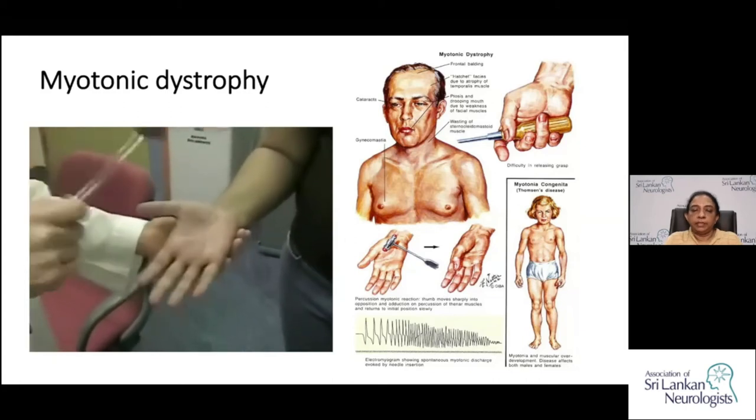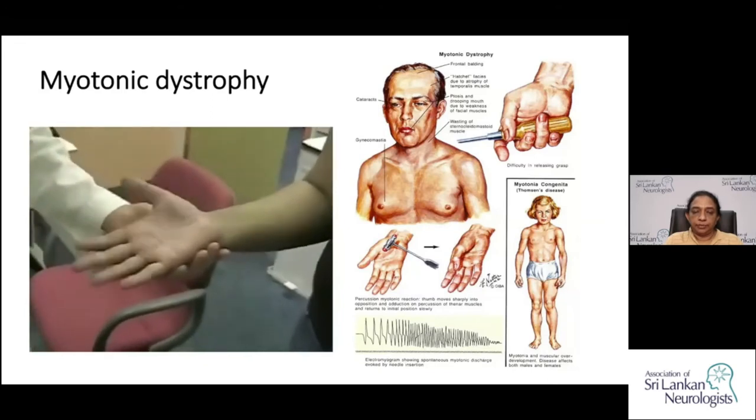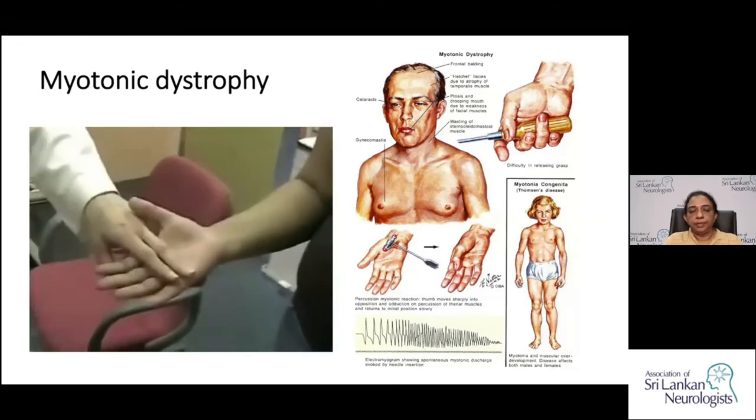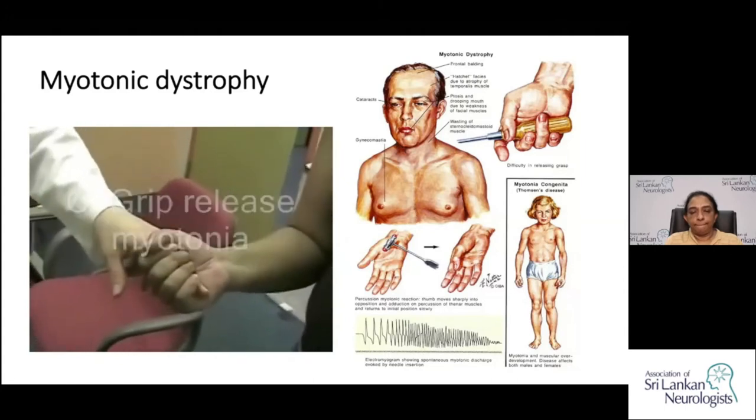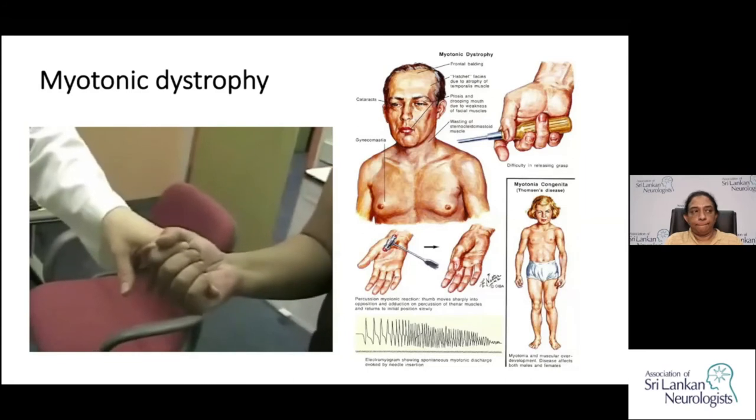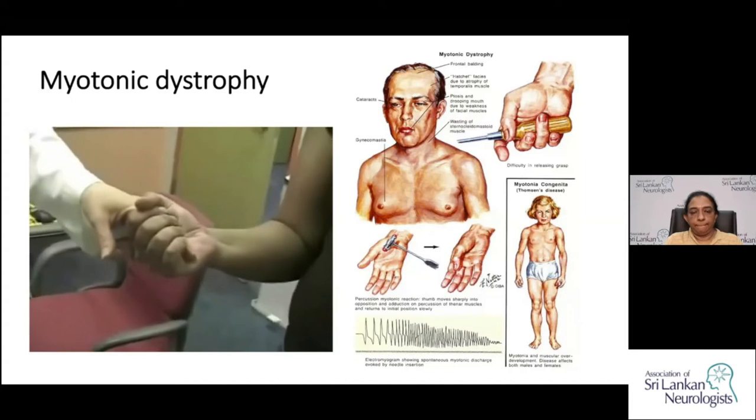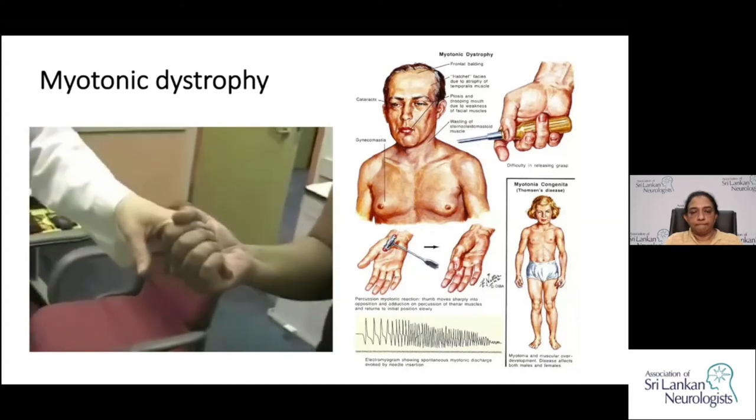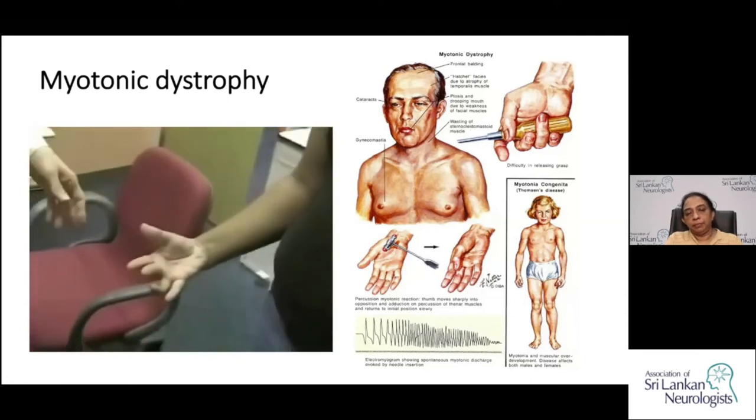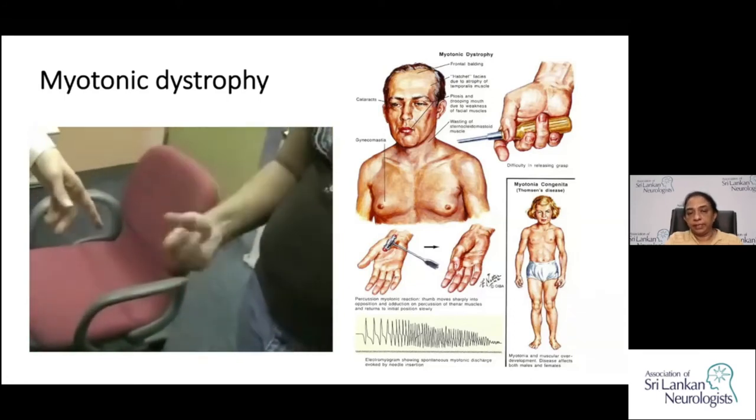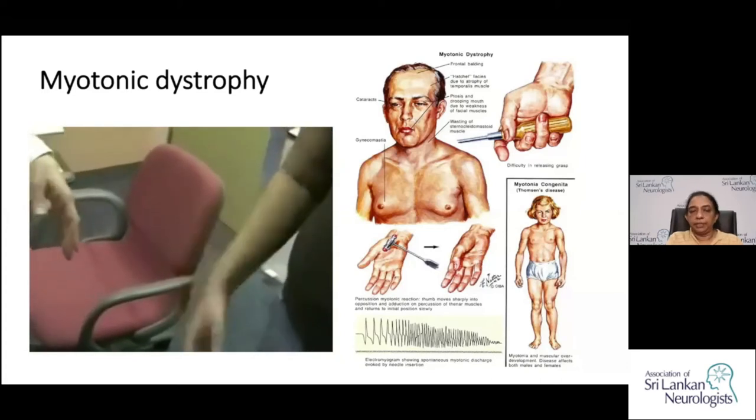Are you relaxed? You can see that it is contracted. It's difficult to get back to the normal position. Okay. And then one more thing, we're going to do: squeeze my fingers real, real tight. And then I'm going to ask you to let go real fast. You got that? Yes. So there's a difficulty in releasing. So these are important things that you can elicit in the clinic when you are dealing with a patient with myotonic dystrophy.